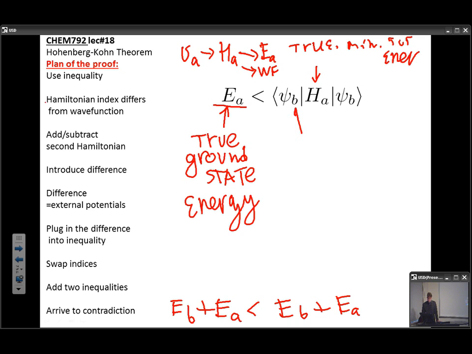Then if we take wave function B, which is not equal to wave function A, then the expectation value of molecular Hamiltonian A with wave function B should be bigger than this originally stated true total energy. Any questions or objections to this point? For me, it was the hardest one. The rest is more technical.